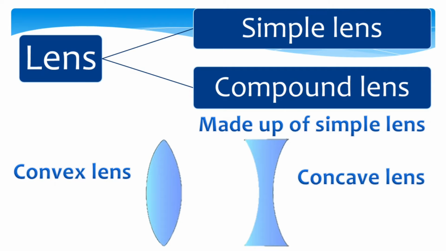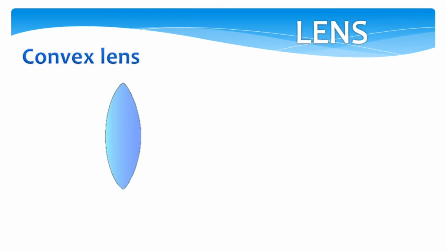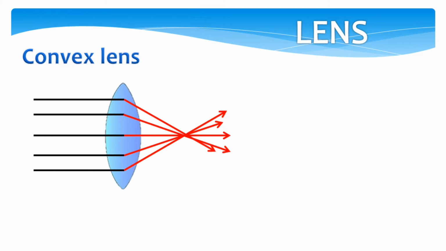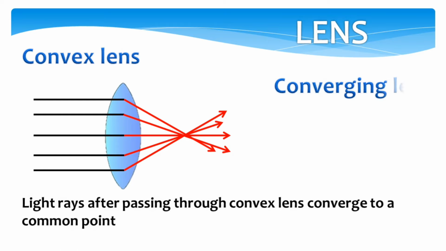What happens to light rays when they pass through a convex lens? We have already learned that lenses refract light. In a convex lens, after refraction, the light rays converge to a point on the principal focus. Hence, convex lens is also known as converging lens.